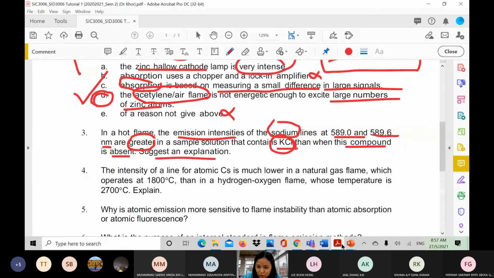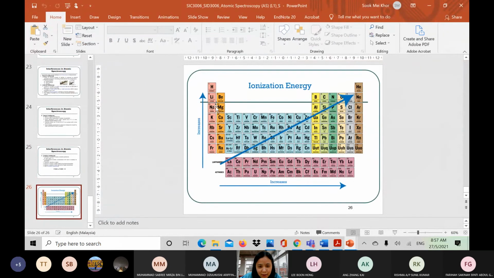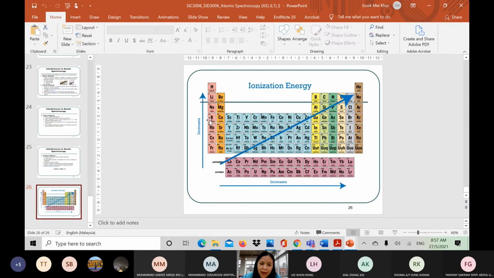So let us look at this slide. We want to detect sodium. If we add potassium, then we get a better signal. If we do not add potassium, we get a lower signal. Why? Because of the ionization interference. The answer is correct. Why I say that is because in AES, group 1 elements have low ionization energy, right?